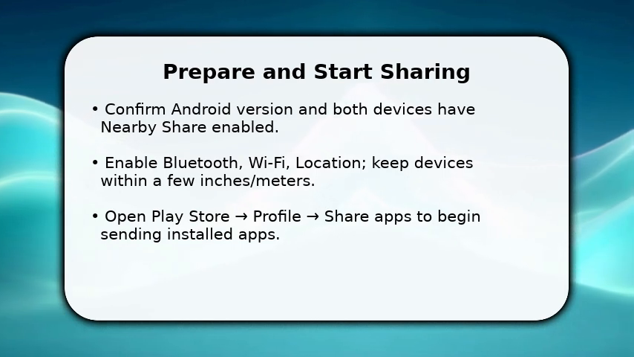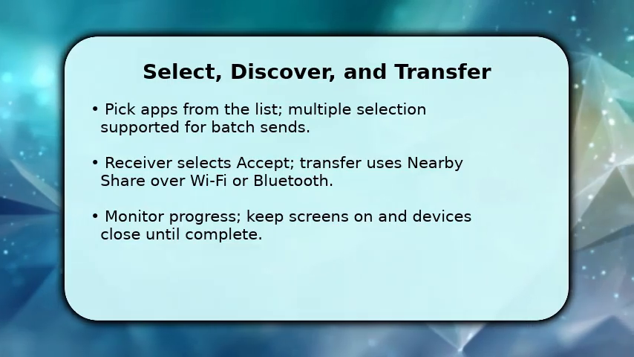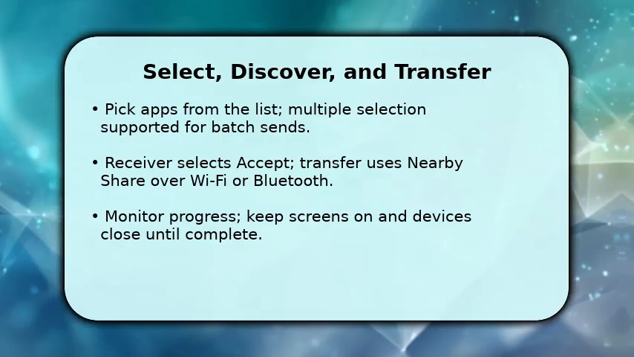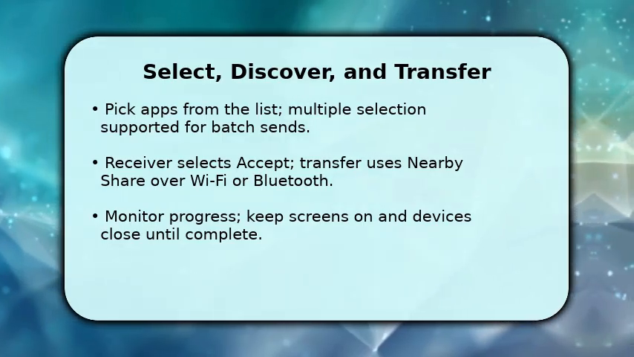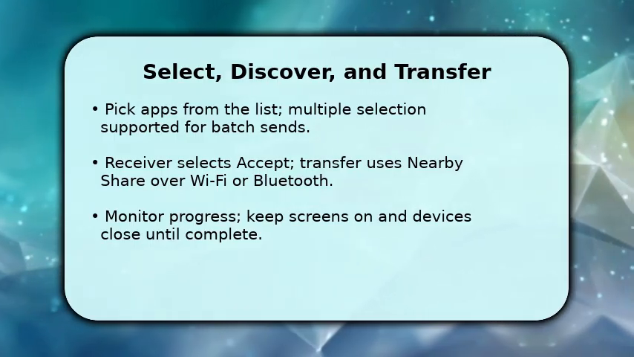Next, select one or more apps to share from the Play Store list. Batch selection saves time if you have several. Then tap Send. Your device enters discovery mode and the recipient should choose Receive on their end. The transfer uses nearby share and will automatically pick the fastest link, peer-to-peer Wi-Fi or Bluetooth.